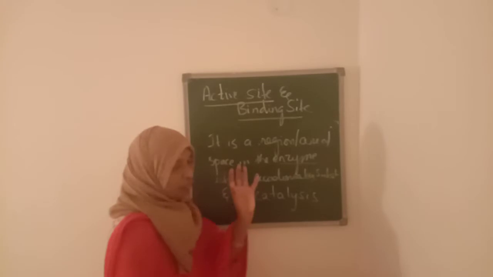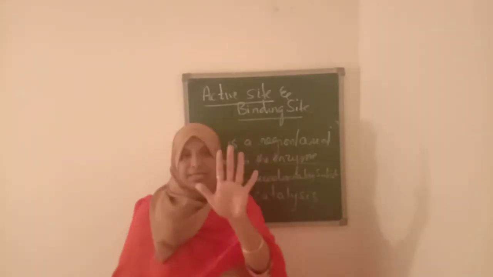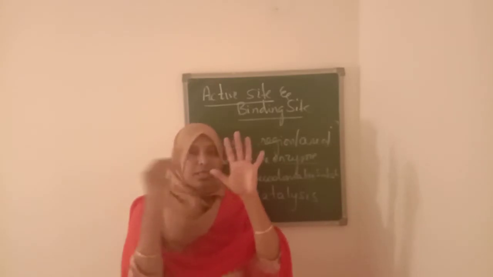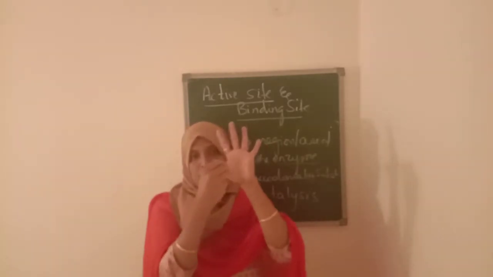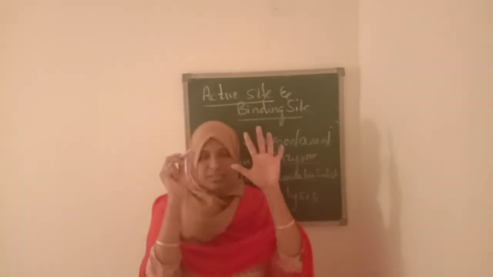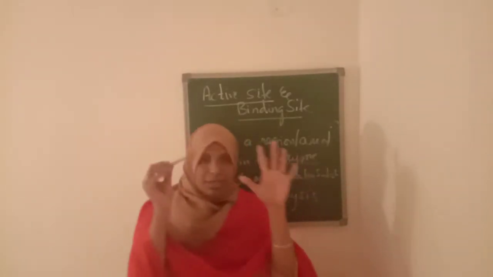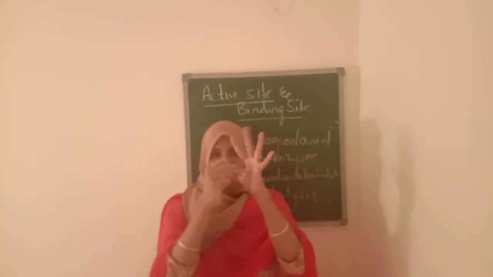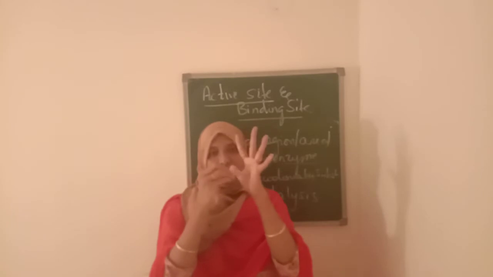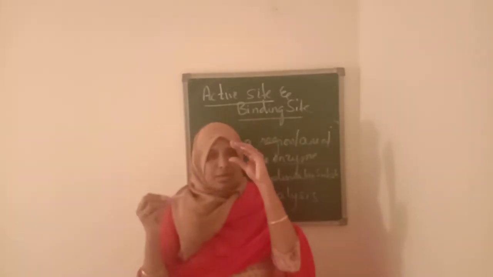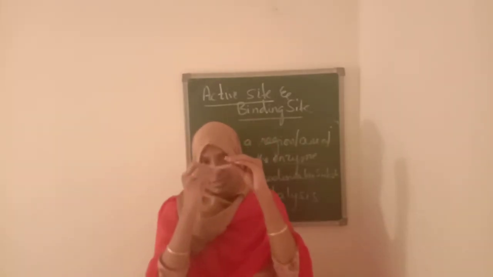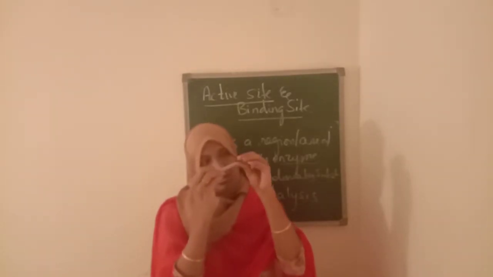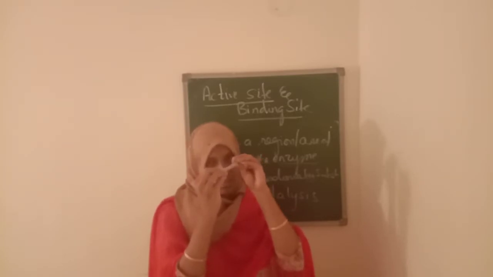If my hand is an enzyme, it needs to bind with the substrate. Consider this chalk as the substrate and my hand as the enzyme. It can't bind like this because there is nothing to hold the substrate. So the enzyme forms a three-dimensional structure, and this is known as the active site. Only this region, the region between these three fingers, is the active site.